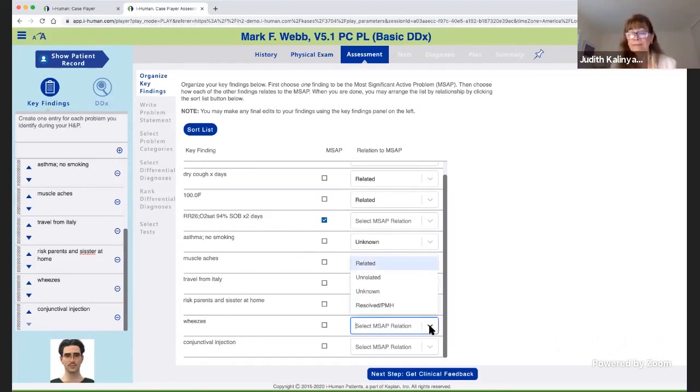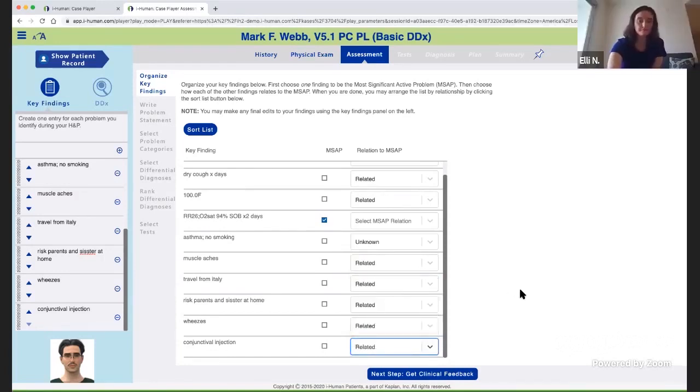Wheezes? Related. All right. And that conjunctival injection? Related. Could it be other things like pink eye or viral conjunctivitis? Those are the questions we're getting from the audience. And the answer is it could be, but it also has been associated with COVID. And so do I want to give him two separate processes, or is it more likely he has one process happening?